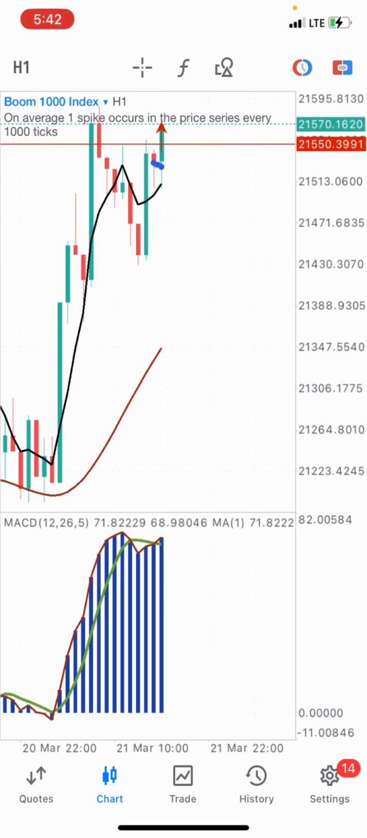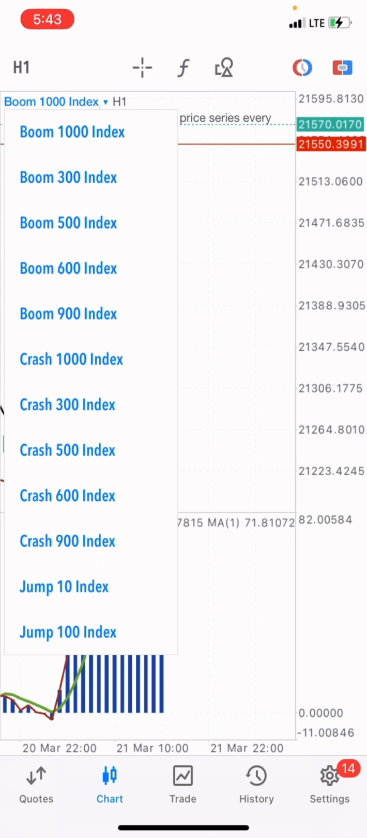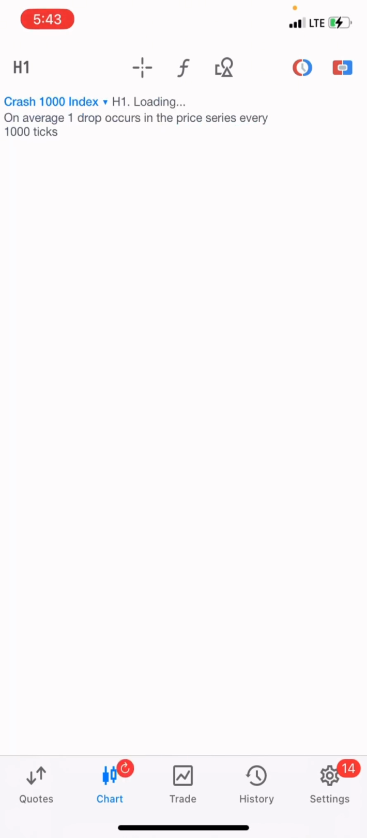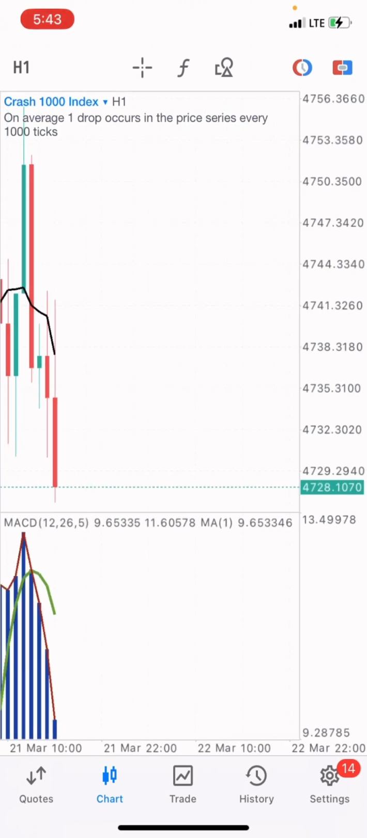All right, so let me check. This is for the boom 1000. Everything I've explained here is for the boom 1000 market. So let's check the crash 1000 market and see how to buy using this strategy.